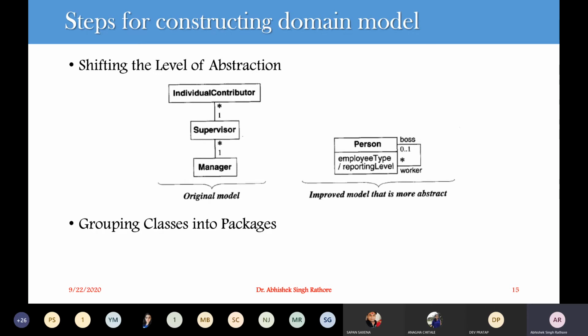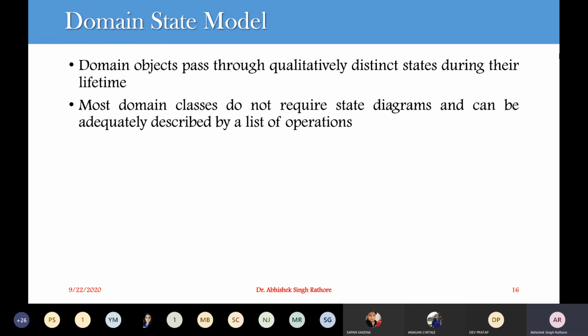So all dependent items are packaged into one package, and the remaining dependent packages are placed into other packages. This is how we can achieve modularity too. Now the next topic in our syllabus is the domain state model.